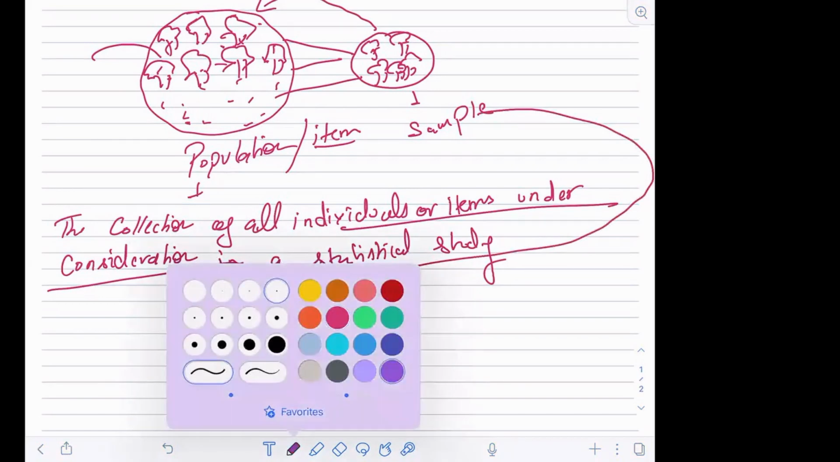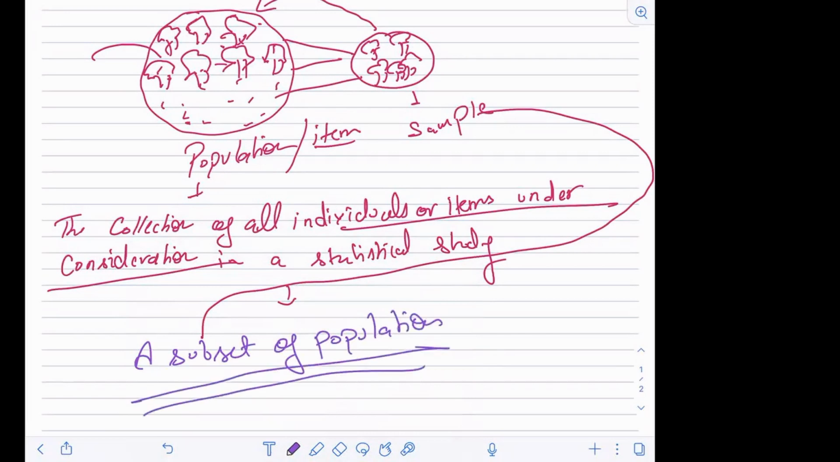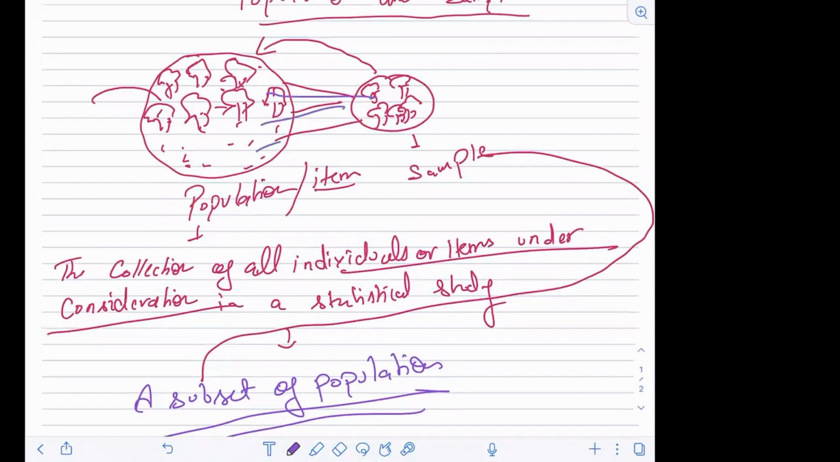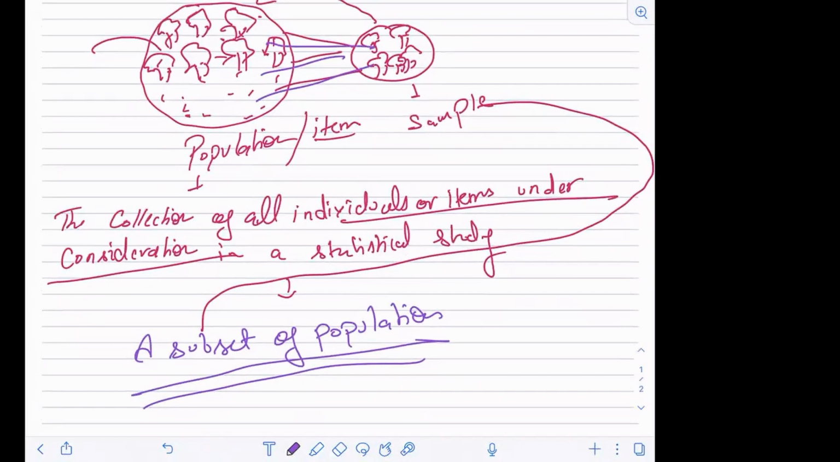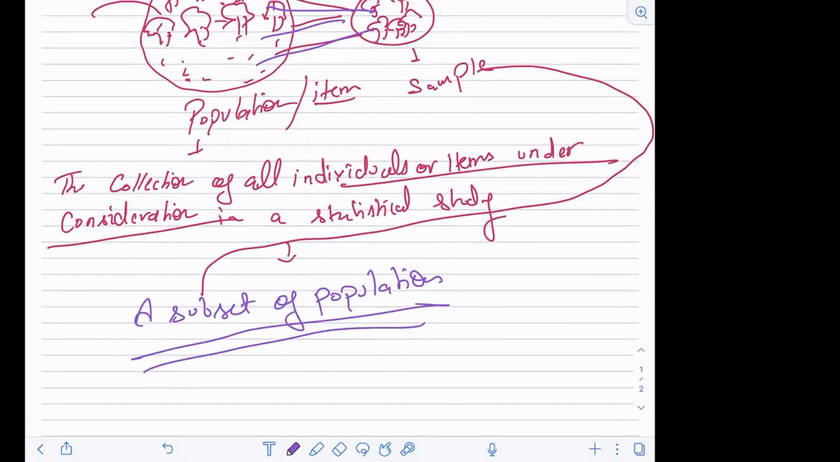Now what is sample? Let me just change the color. What is sample? Sample is actually, we can say, a subset of population. Because this information, again, you are deriving from here, right? Therefore, this is not something very new. This is because it was very difficult for us to cover everything, and that's why we are deriving information from the population, right?